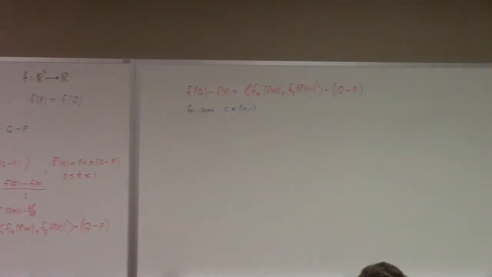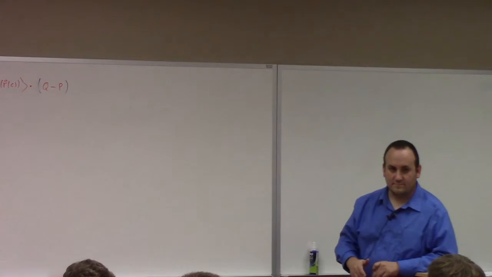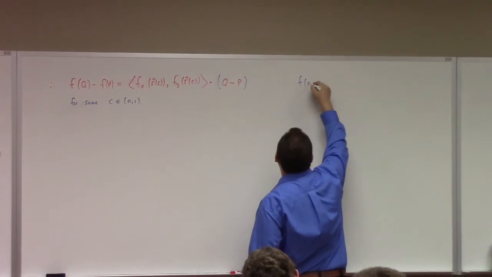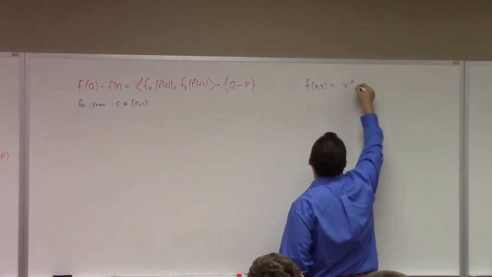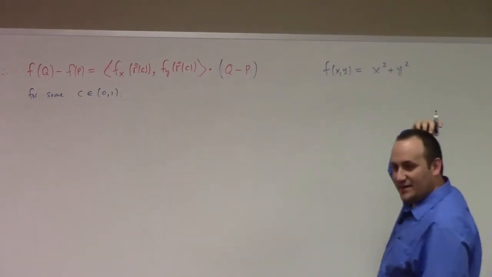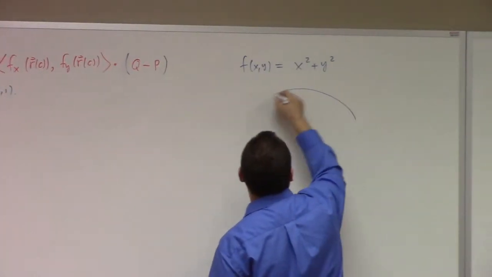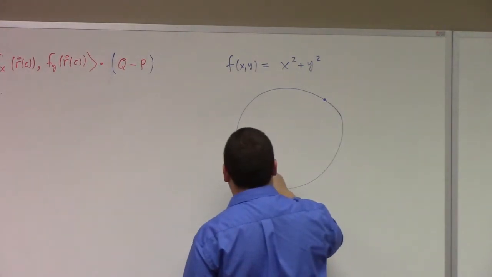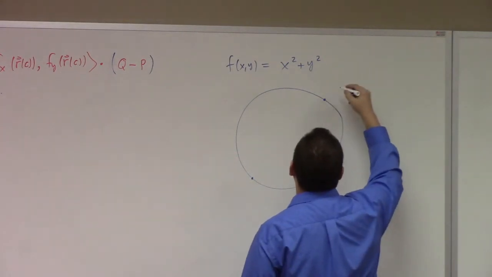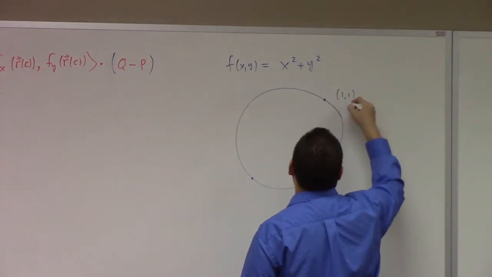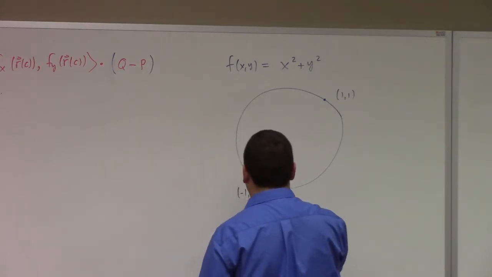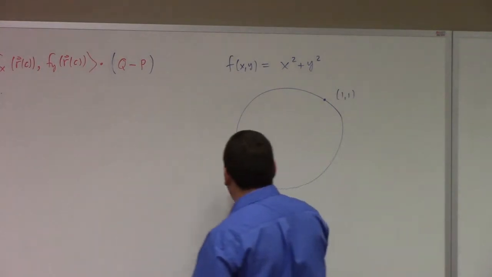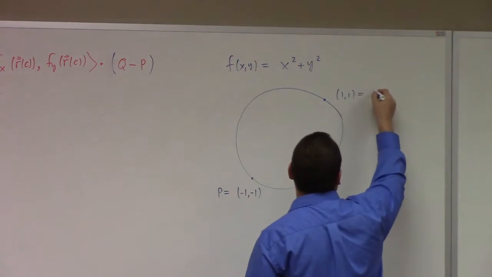Draw a two-dimensional example of a function with that line. I still don't get how that relates to the function itself. Let's see here. Let's take f of x, y equal to, I'll do something easy, x squared plus y squared. That's my favorite example. Let's look at this point and that point, say (1, 1) and (-1, -1). I'm thinking of that as being P, and this is Q.